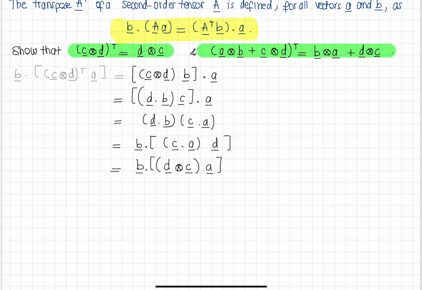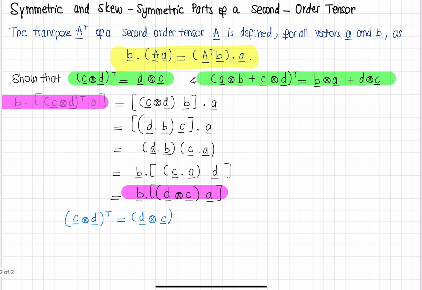Okay, very well. So now comparing our initial proposition and our final result, since this is true for all vectors, or any vectors b and a, then we have that (c ⊗ d) transpose is equal to d ⊗ c. So here we use the fact that the transpose of a transpose is the tensor itself, which we can show.